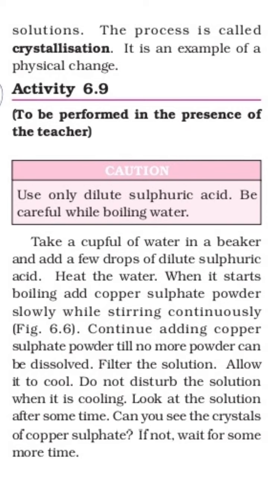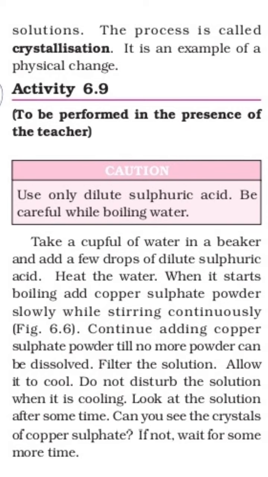Here one question will be there. Use only dilute sulfuric acid. Be careful while boiling water. Why is dilute mentioned? There are two types of solution, dilute sulfuric acid and concentrated sulfuric acid. Concentrated is harmful for us. For that purpose, here they mention we have to use dilute sulfuric acid.